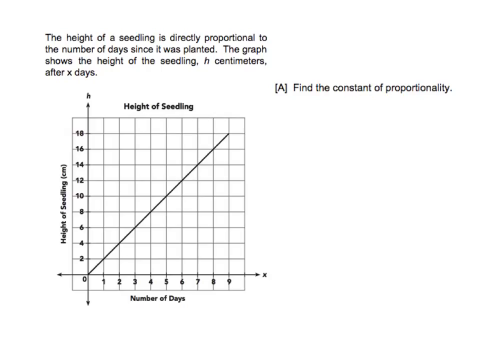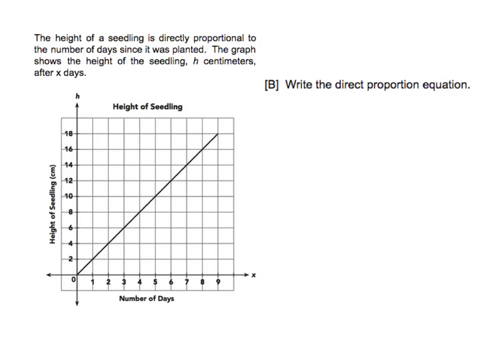For this next one, new type of word problem. The height of a seedling is directly proportional to the number of days it was planted. The graph shows the height of the seedling, H centimeters, after X days. Find the constant of proportionality. So again, the constant represents per 1. So let's go to 1 day, look up. It has grown 2 centimeters. So your constant of proportionality is going to be the number 2.